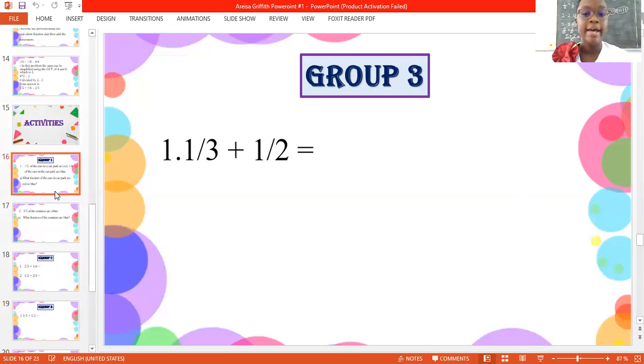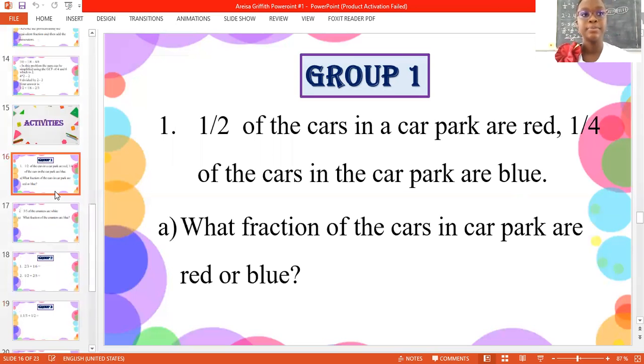So group 1, go ahead and copy your task. The first question says that half of the cars in a car park are red. A quarter of the cars, or 1/4 of the cars in the car park, are blue. What fraction of the cars in the car park are red and blue? Right, so that's your task.